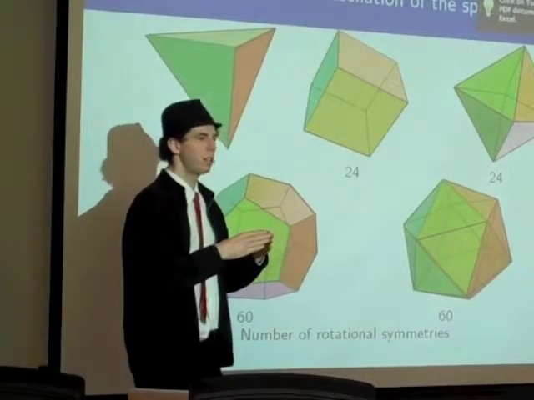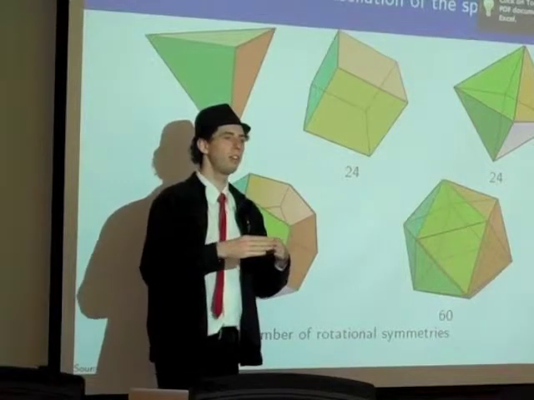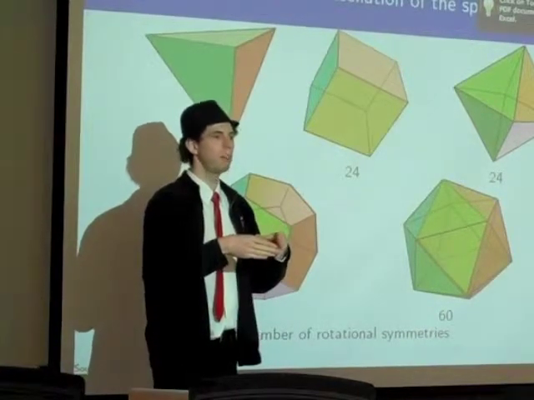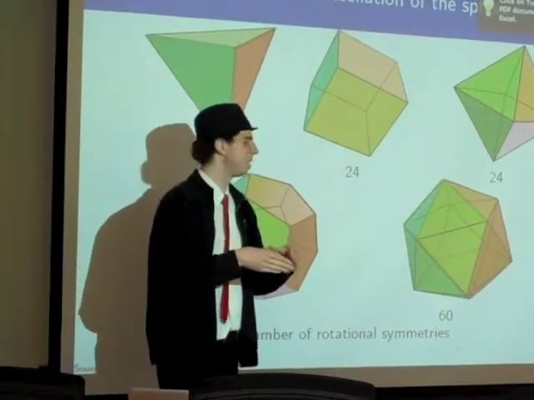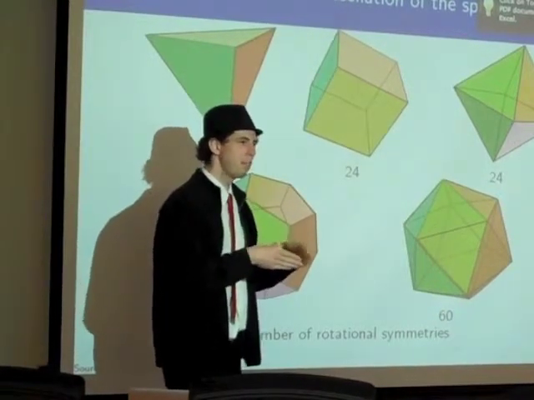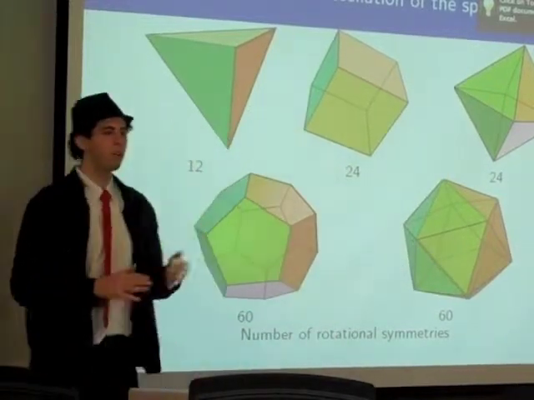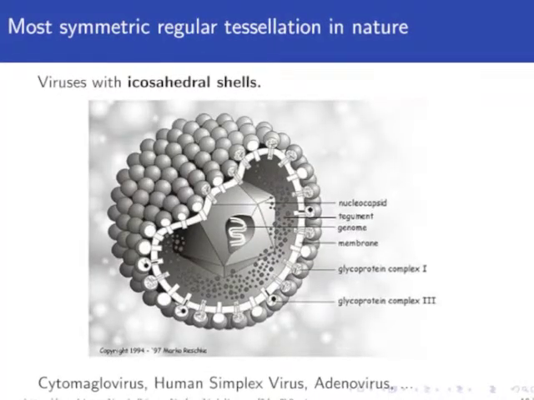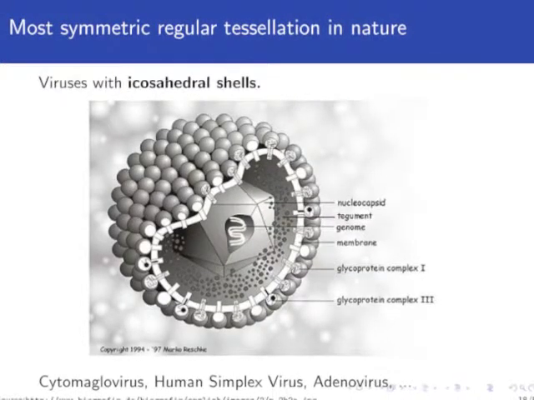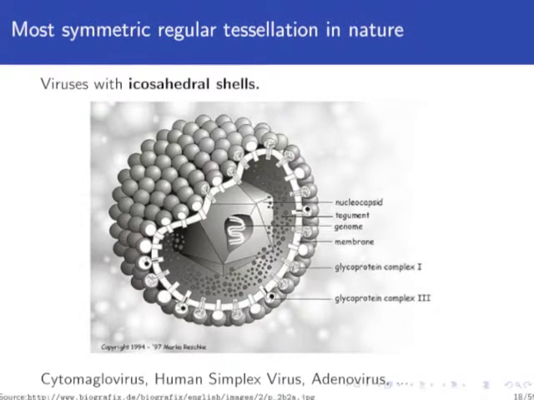So if you want to build a virus shell, then it's best to use a very symmetric virus shell so that you can use the same tile and just make many copies of them, and therefore you can make the tile as small as possible. And the best way to do it is to use the icosahedron. So at some point, evolution figured that out, and there are actually viruses which have the icosahedral capsid. This is, for example, the cytomegalovirus.